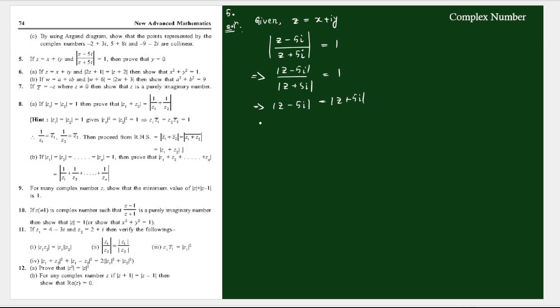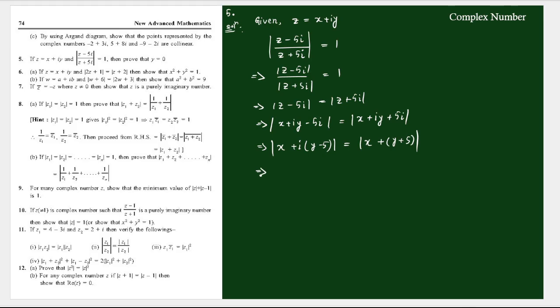Now you put down the value of z. Okay, what is z? x plus iy. So x plus iy minus 5i, x plus iy plus 5i. Then now you can take i common. Okay, the imaginary part you can write together now. If you take i common, then you will get y minus 5. Here also if you take i common, it becomes y plus 5.